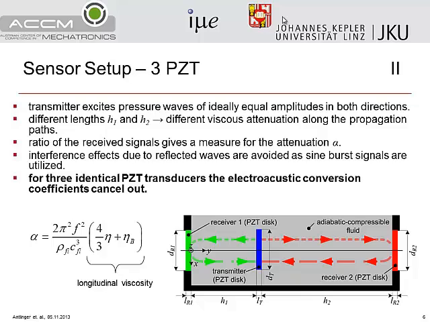As we use burst signals for driving the transmitter disk, interference effects due to reflected waves are avoided, and if we have three identical PZT disks, the electroacoustic conversion coefficients cancel out. So we are no longer dependent on the PZT parameters in an ideal case.